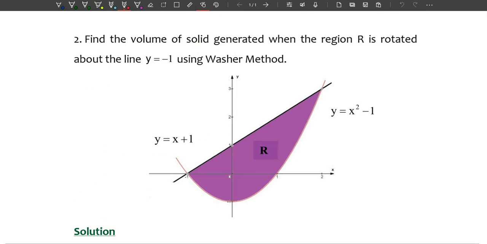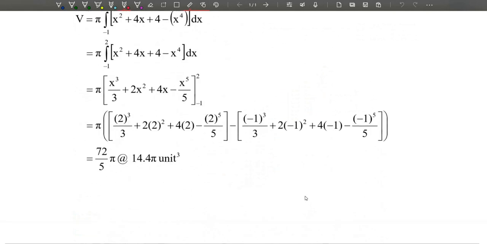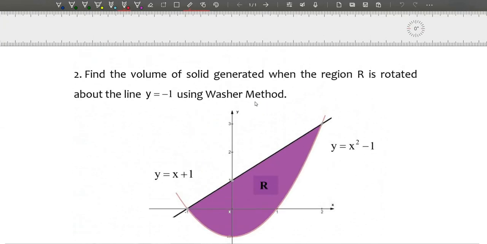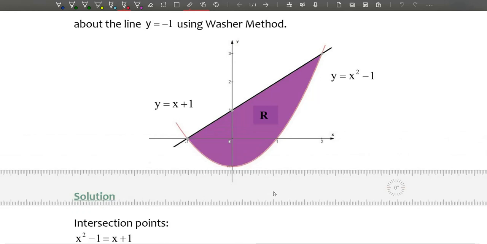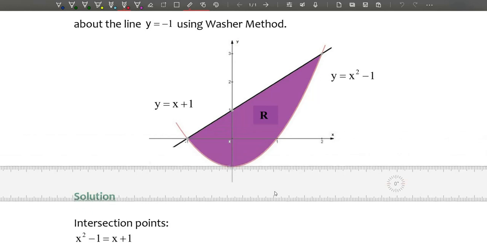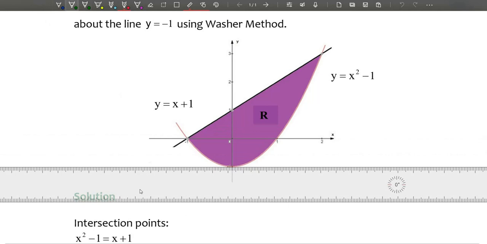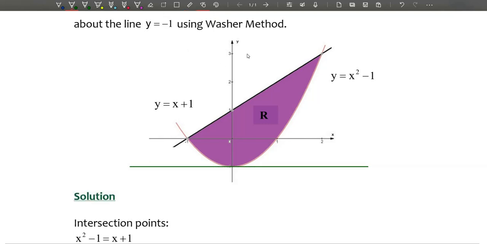We need to find the volume of the solid generated when the region R is rotated about the line y equal to -1 using the washer method. So we need to actually draw the line y equal to -1. Okay, this is actually y equal to -1. So let's draw the line. This is where the figure will rotate. We rotate here at the line y equal to -1.